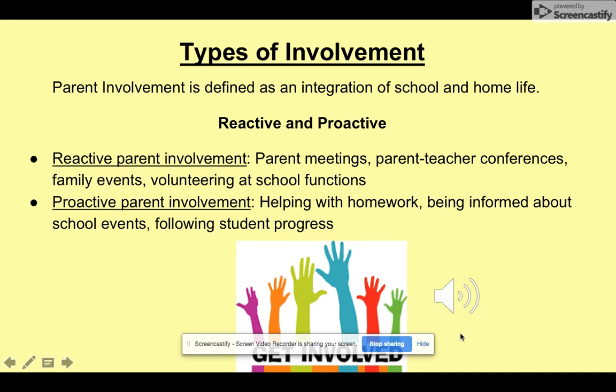There are two types of parent involvement: reactive and proactive. Reactive parent involvement includes things such as parent meetings, parent-teacher conferences, family events, and volunteering at school functions. Proactive parent involvement includes things such as helping with homework, being informed about school events, and following student progress. We'll be looking at both these types of involvement in our presentation.